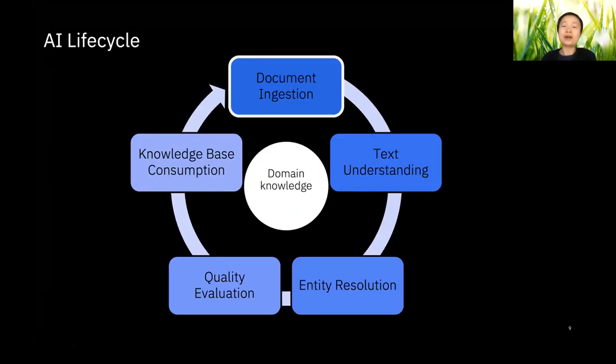So as I described to you a few challenges in building the knowledge base that I showed at the earlier part of this talk, now we're going to go through each stage of the AI life cycle and tell you the corresponding challenges and the solutions that we have. The first part of the life cycle is document ingestion, as I described earlier, right?